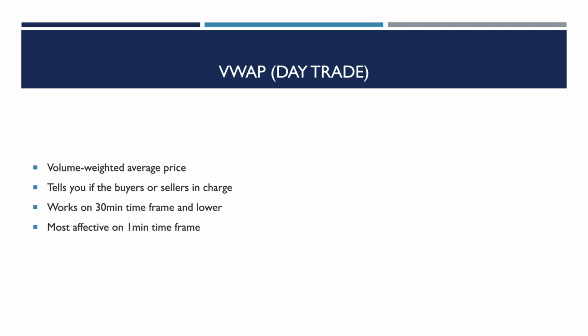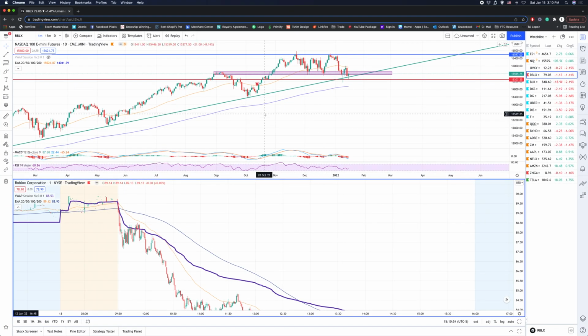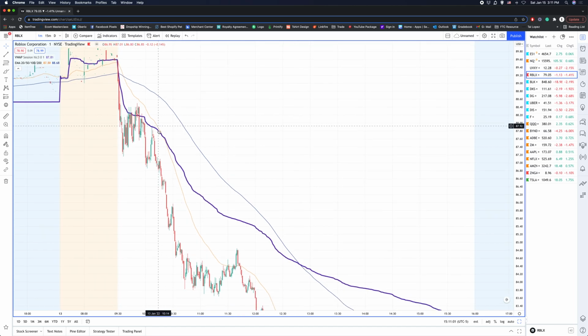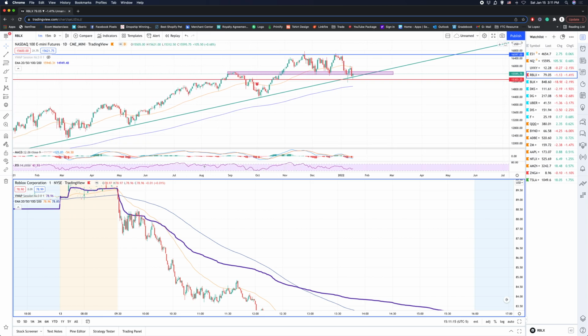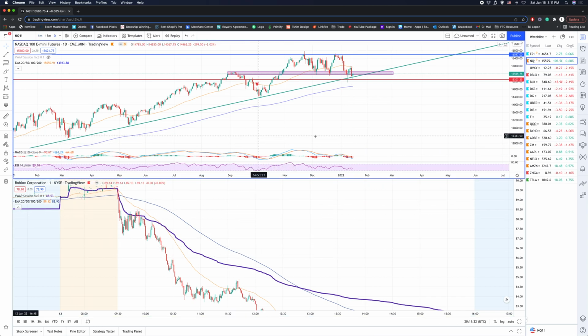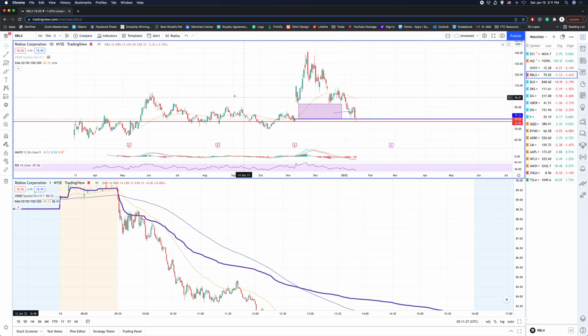So let's switch to a live chart, and I'm going to show you exactly what I'm talking about. This purple line is basically the VWAP. This is the 1 minute VWAP, and this chart right here is on the 1 minute time frame. The top chart, let's go to Roblox, there we go, the top chart is the daily.